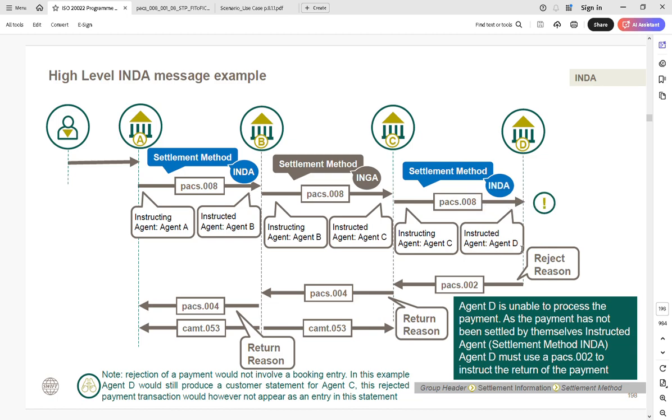Now here it is a payment rejected by the instructing agent, and a PACS002 is generated. That's why it is INDA here. By the way, this should be INGA here. So like this, and you don't have to mug up where INDA and INGA come. It actually happens when you are working with the application. That time you understand this day by day, not suddenly today. Okay, that's one more thing.